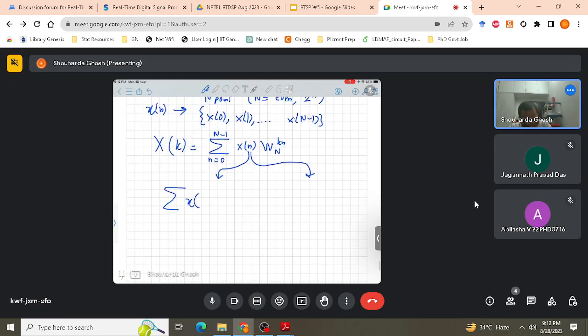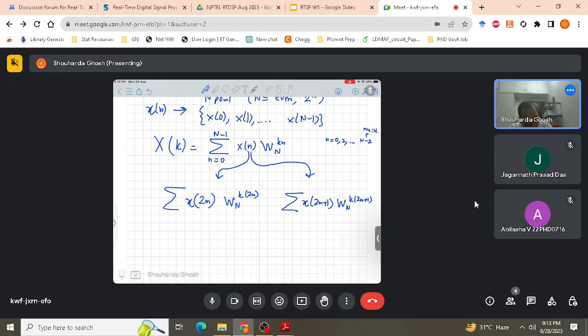x of 2n, these are the even samples, decimated even samples, W_N^{nk}. Here the index changes from n to 2n, so here also it will change from n to 2n. Similarly over here, x of 2m plus 1, here also we will change from n to 2m plus 1. Now n equal to 0 all the way till N minus 2. These are the even indices.